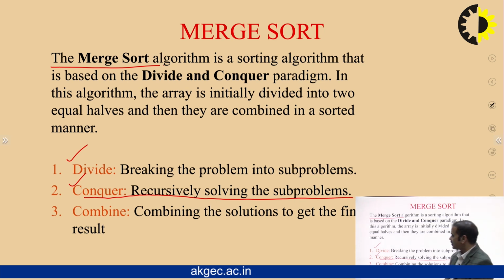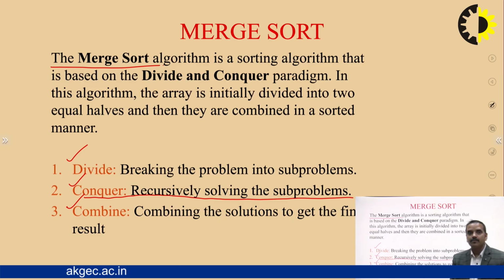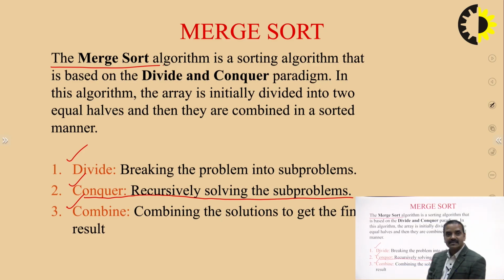After that, the third step is combine. In this step, we have to combine the given sorted data to form an array, and this array is in the form of ascending or descending order. This combining technique is used to sort the given data by combining the solutions to get the final result.